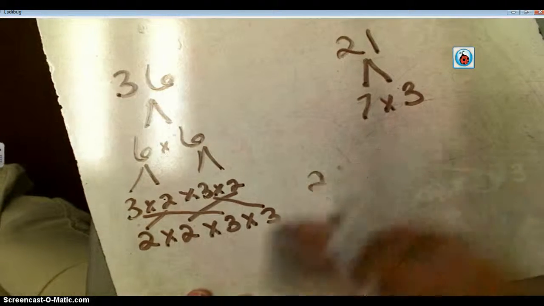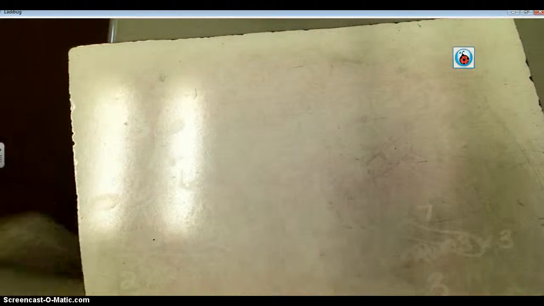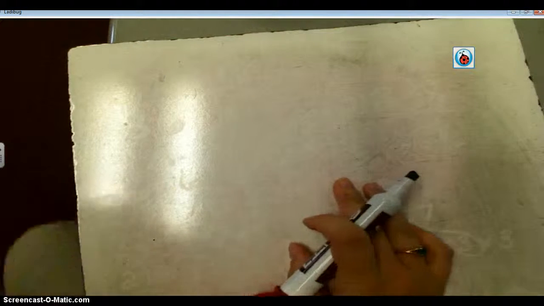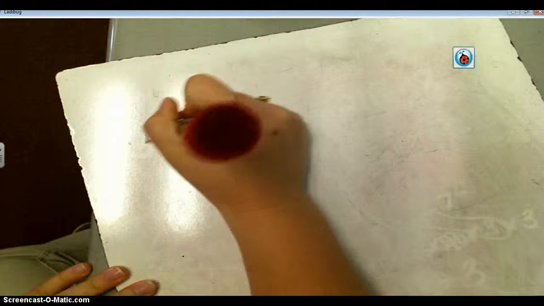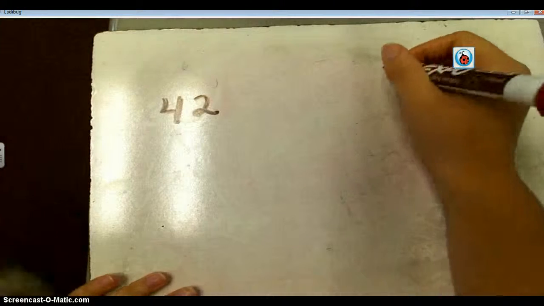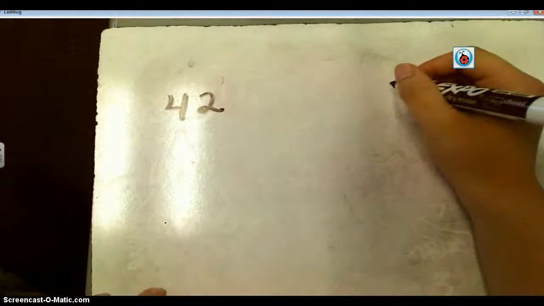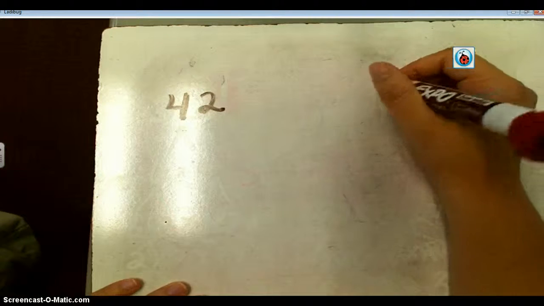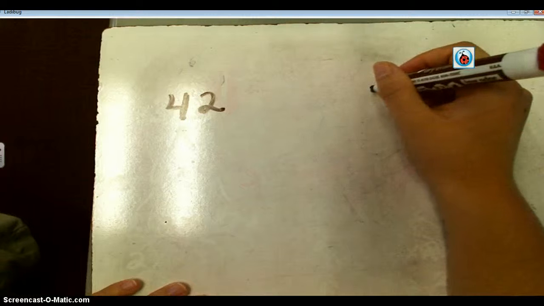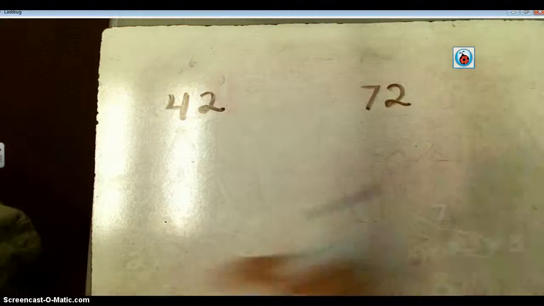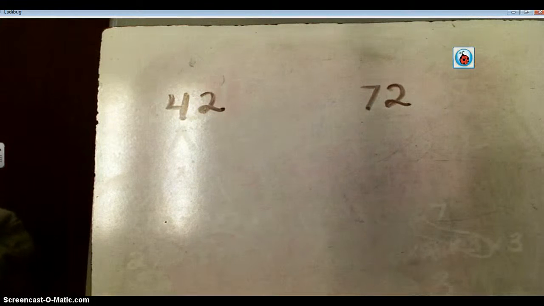We're just figuring out the greatest common factor between two numbers. It's pretty easy, right? Yes. Okay, so let's do another one. Let's do 42. Okay. And let's do 72. Okay. Let's do this one together still though.